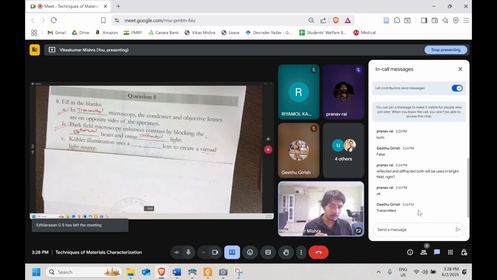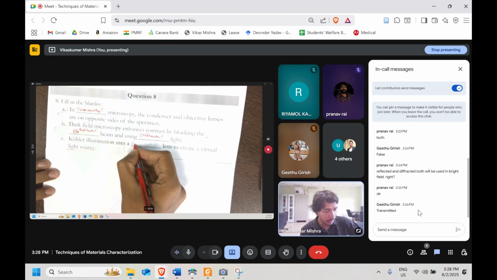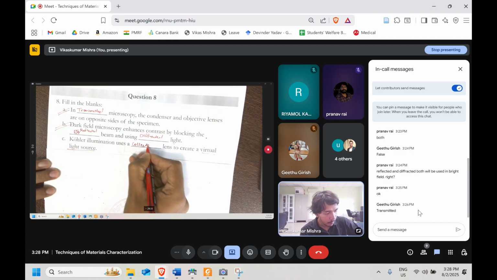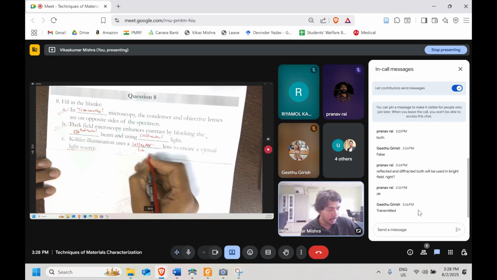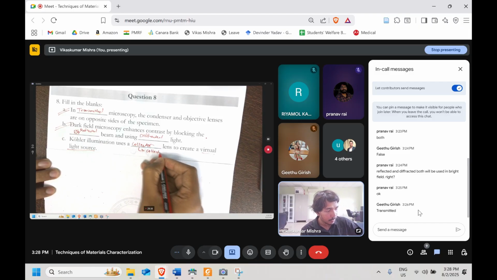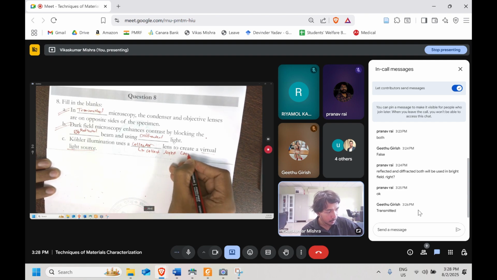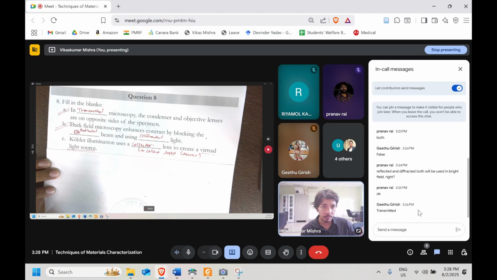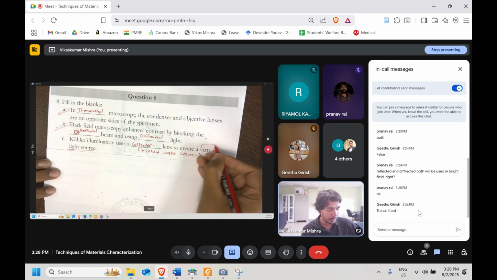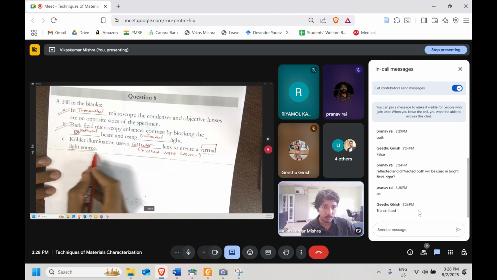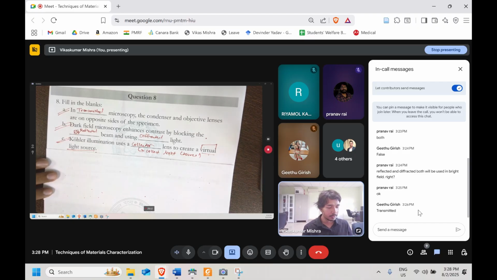Okay, and because of that virtual light source, we are going to get better control over the microstructure. We can visualize it in a much better way. It uses the collector lens, whose task is to collect the light from the source and converge it to a single point, which creates the virtual light source. Okay, with that, option C is done.